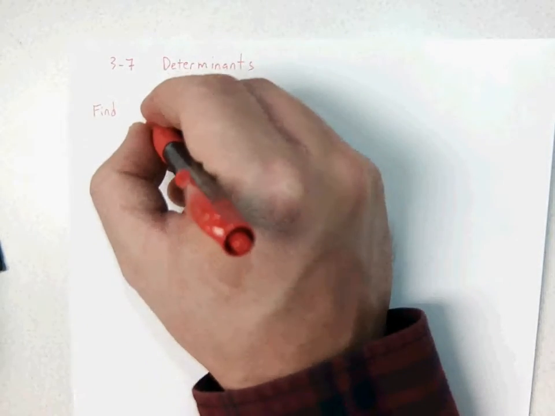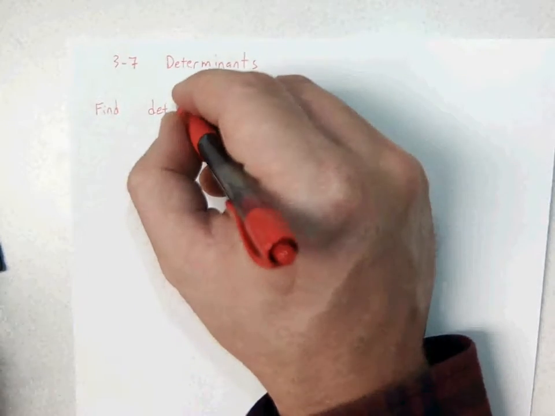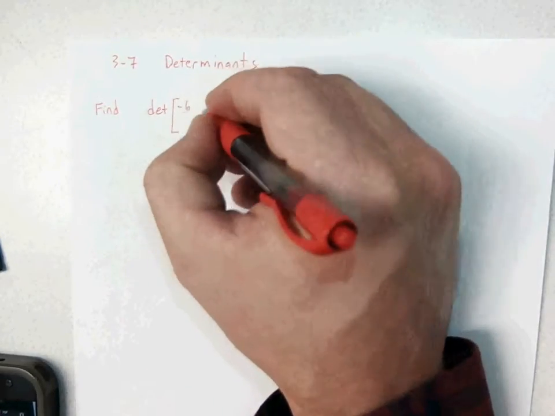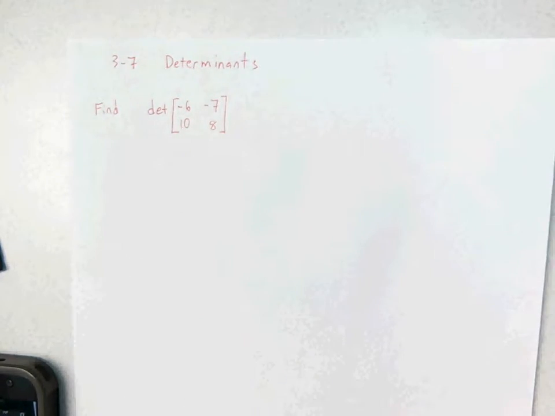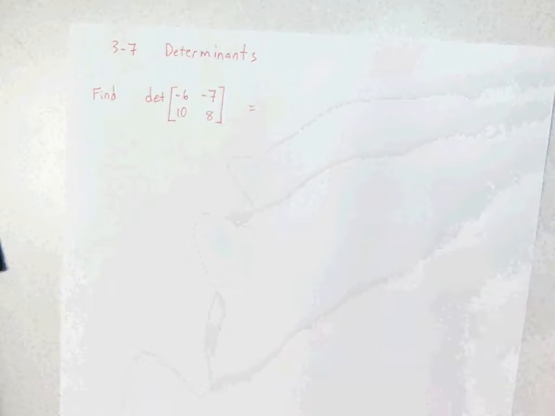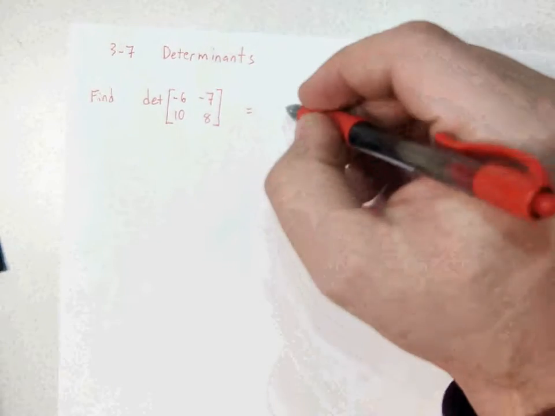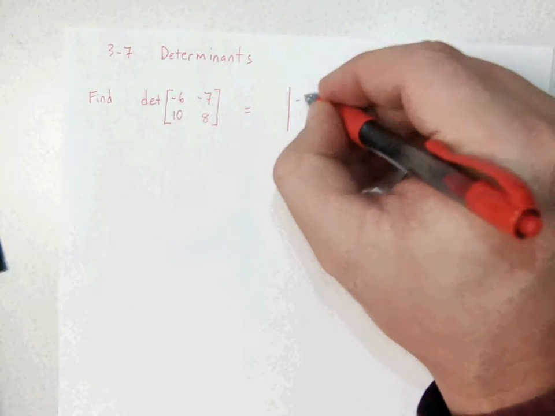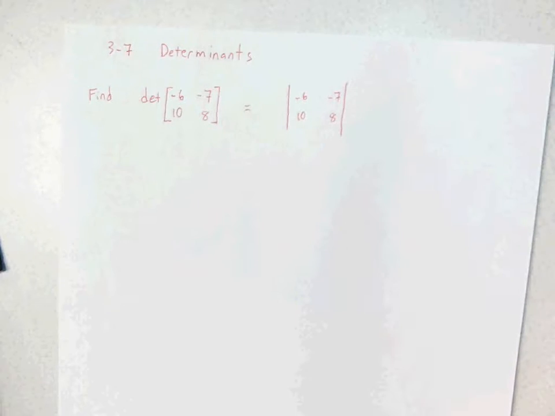We oftentimes use DET to stand for determinant. We're going to find the determinant of the matrix, first row -6, -7, second row 10, 8. So I put DET in front of it so we know we're finding the determinant, but there's a different symbol that is often used for determinant. Instead of using the square brackets around the matrix, we just use vertical bars. Same numbers, same rows, same columns. But if we just put the vertical bars, and you'll see this on the assignment, that means we're finding the determinant.